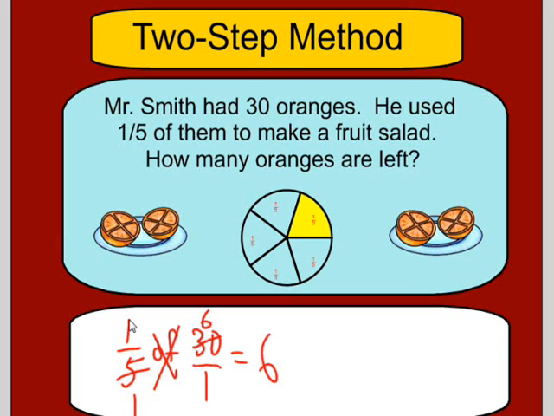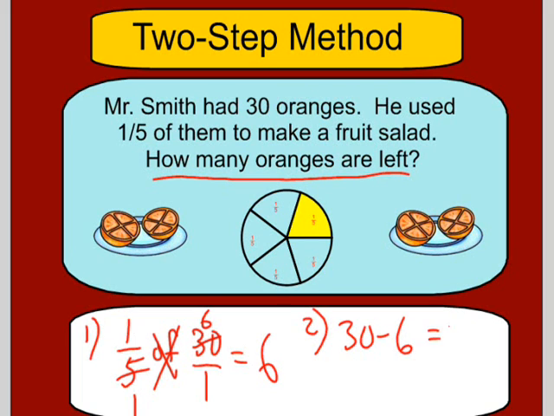So he used 1/5 of the oranges. He used 6 oranges. This is step 1. But the question is asking, well, how many are left? Well, I started off with 30. I used 6. So I have 24 oranges left, and that would be the answer. That would be the solution.